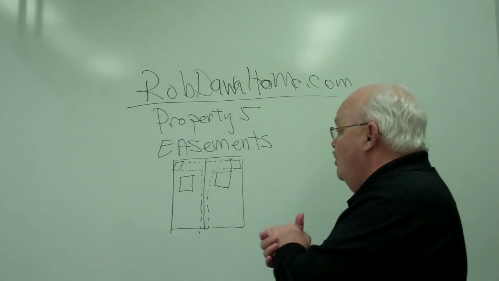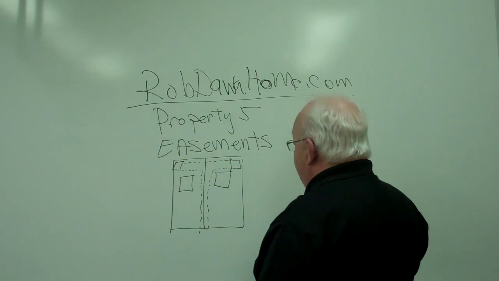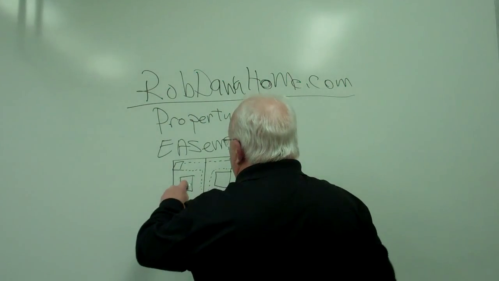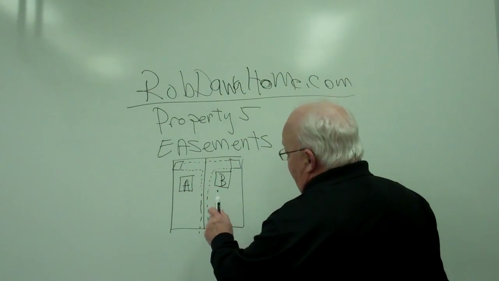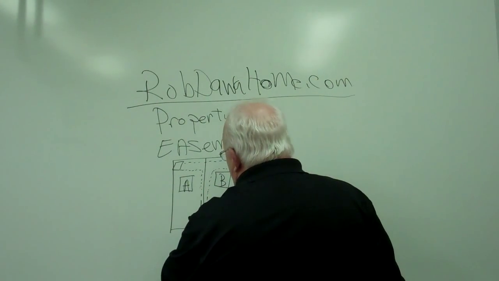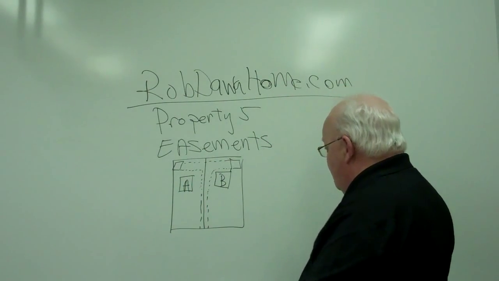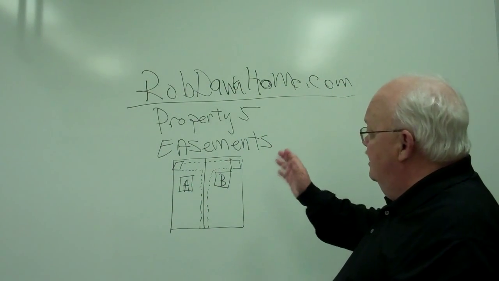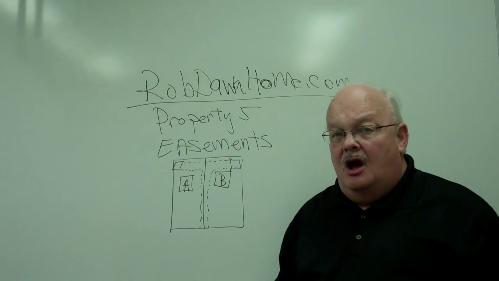Well, there was a case where this owner gives an easement to this owner. So A gives an easement to B, and then B gives an easement to A. But there was a guy, stubborn, kind of a mean old guy, that was living on this side, and he refused to honor that easement.